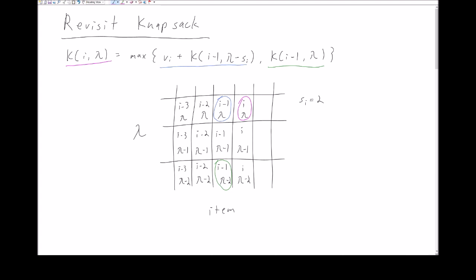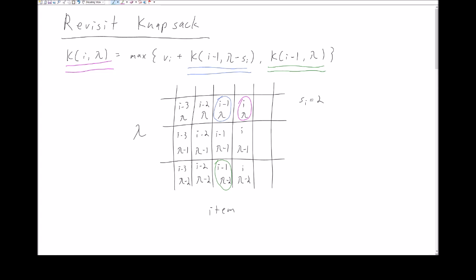Here we're looking at the optimal knapsack value for a particular set of items, the items up to i, at a particular capacity, capacity lambda. And we note that to do this, we need to compute the value for two subproblems. We need to compute the value for the subproblem up to i minus 1 with a smaller capacity, and we need to compute the value for items up to i minus 1 with the same capacity, with capacity lambda.